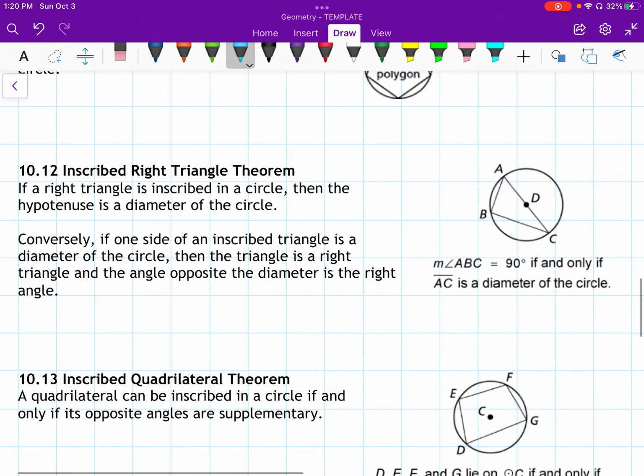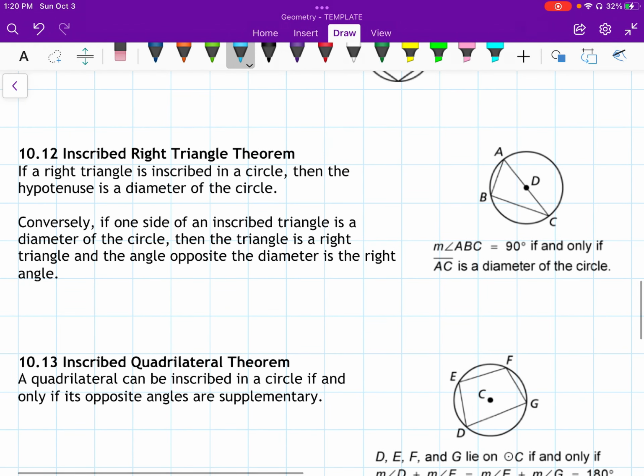10.12, the inscribed right triangle theorem. If a right triangle is inscribed in a circle, then the hypotenuse is a diameter of the circle. Right? And we can say that in reverse. So conversely, if one side of an inscribed triangle is a diameter, then the triangle is a right triangle, and the angle opposite the diameter is the right angle.